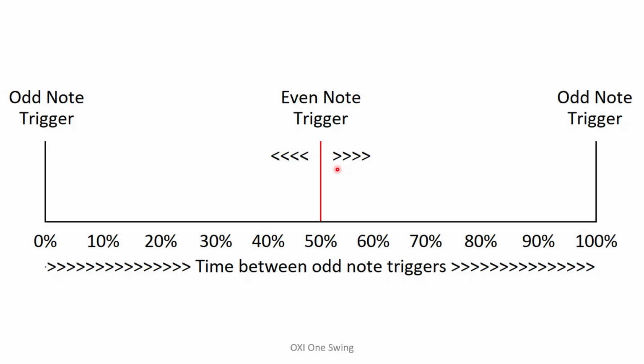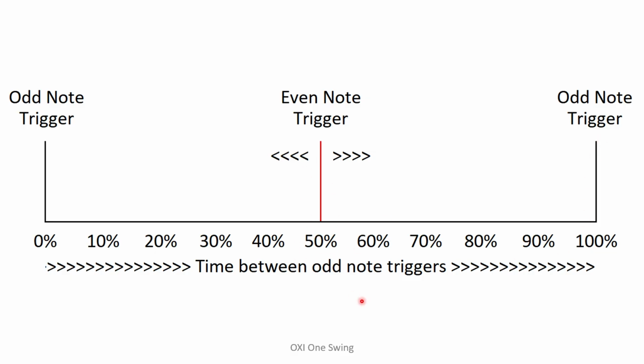The horizontal axis on this diagram shows time expressed as a percentage of the total time between the triggers for these 2 odd numbered notes, this first one and this third one. The red line in the middle represents the trigger of the even note. At the default swing value of 50, the even note will trigger exactly halfway between the neighboring odd note triggers, at the 50% point in this diagram.